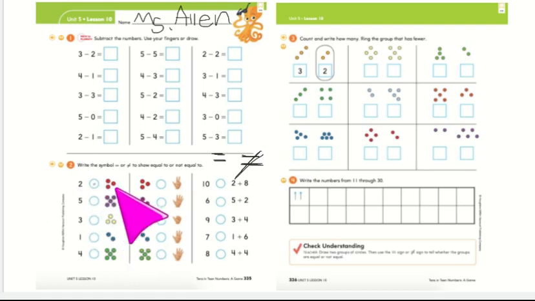2 and 3. Are those the same? No. They already drew this in there for you, but I'll draw it bigger so we can all see they are not equal. This number is 5. I'm going to count the dots. 1, 2, 3, 4, 5. Are those the same? They sure are. I'm going to make an equal sign to say they are equal.